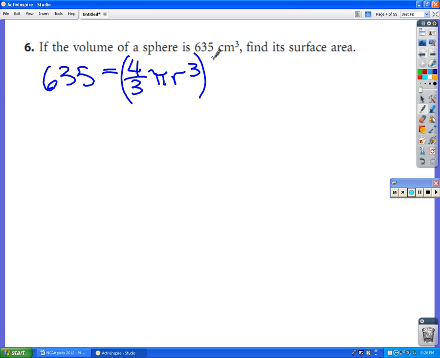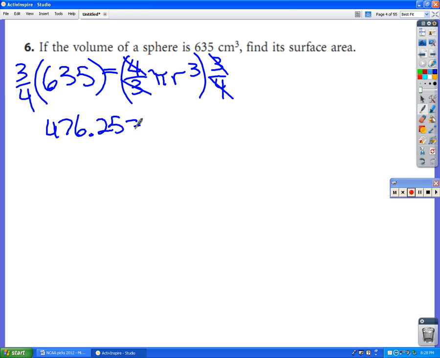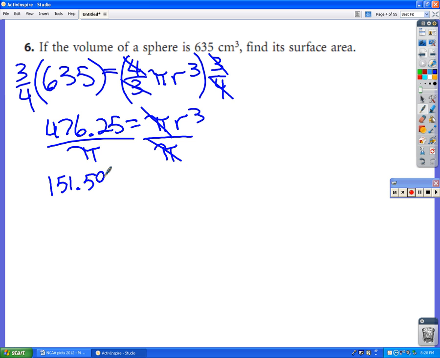So first thing I will do is get rid of the fraction by multiplying by the reciprocal. So this 4 and this 4 cancel, this 3 and this 3 cancel, and then 3 times 635 divided by 4 comes out to be 476.25, and that equals pi times the radius cubed. Now to get rid of the pi, I'm going to divide both sides by that, so that cancels. That comes out to be 151.59, and that equals the radius cubed.